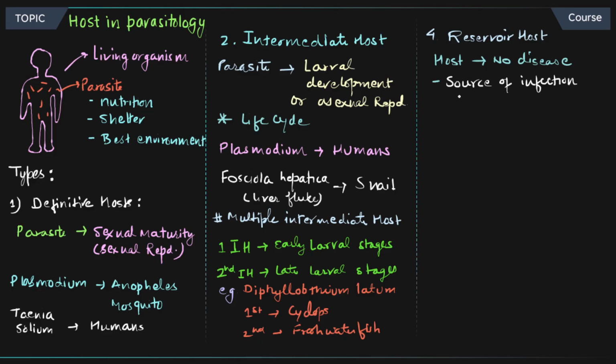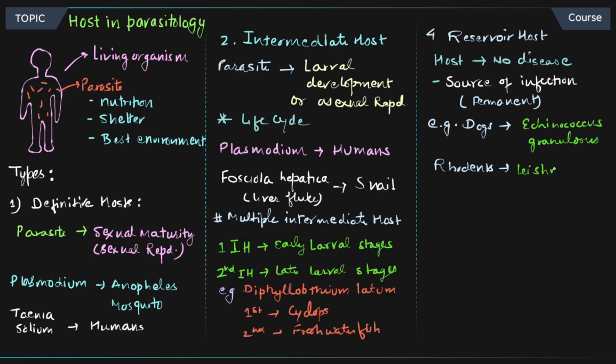Example, before that, let me write it down that it will be the permanent source of infection. Let's talk about the example. Dogs are a reservoir host in case of Echinococcus granulosus. There are no symptoms, no disease caused by this in dogs. So they become reservoir hosts. The second one is rodents. And rodents are reservoir hosts for Leishmania. Very, very dangerous parasite, Leishmania.